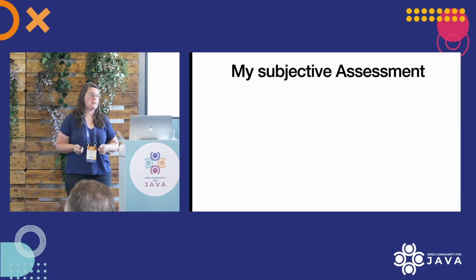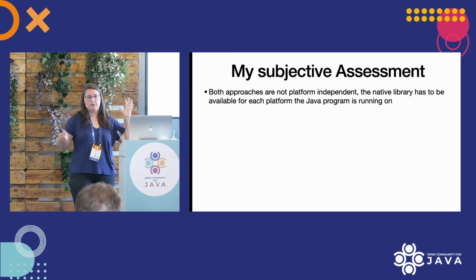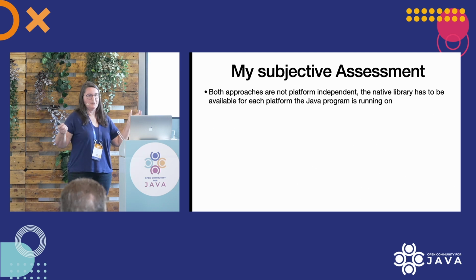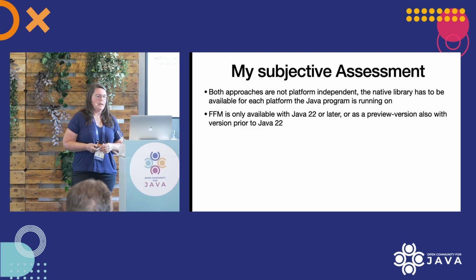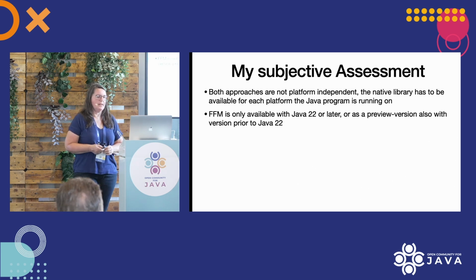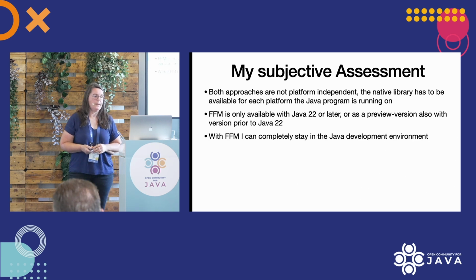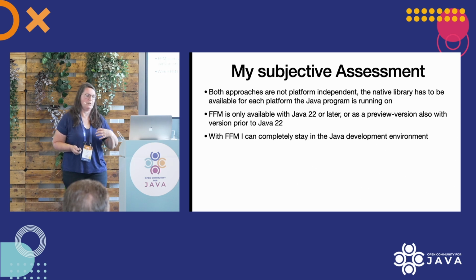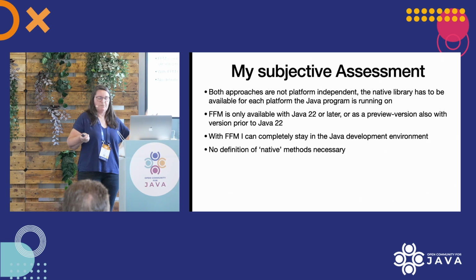My subjective assessment is both approaches are, of course, platform dependent because of the native character. You want to call a native program, which is platform dependent, so you don't get away from that part. And FFM, if you're not on 22, maybe you can use it from 19 onwards somehow. I don't know how much changes there have been, but if you're on 22 and you have to talk to a native program, use the foreign function and memory API, because you can completely stay within your Java environment, and you don't have to deal with native methods anymore.